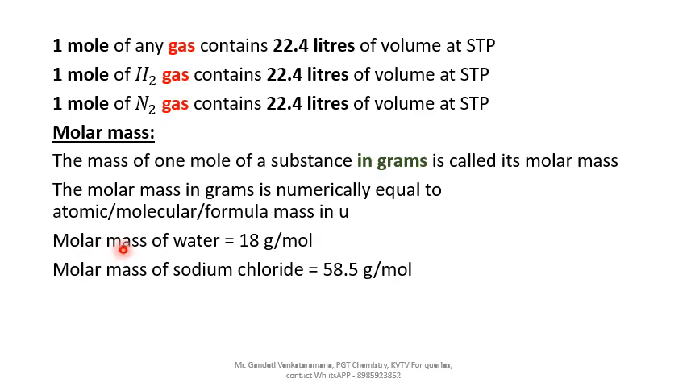Molar mass of water equals 18 gram per mole. This is very, very important, because check the definition: the mass of 1 mole of a substance in grams. So gram per mole. So 18 gram per mole is the molar mass of water. Molecular mass of water equals 18 U. Molar mass of sodium chloride equals 58.5 gram per mole. Molecular mass or molecular weight of sodium chloride equals 58.5 U.